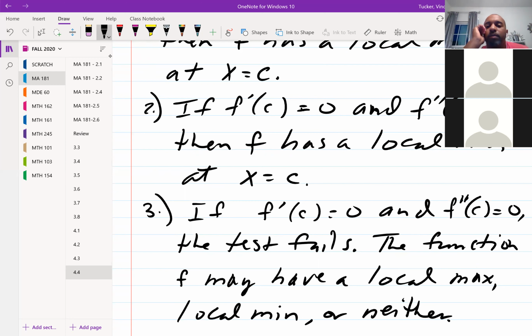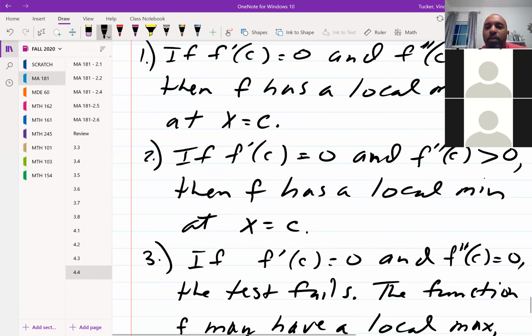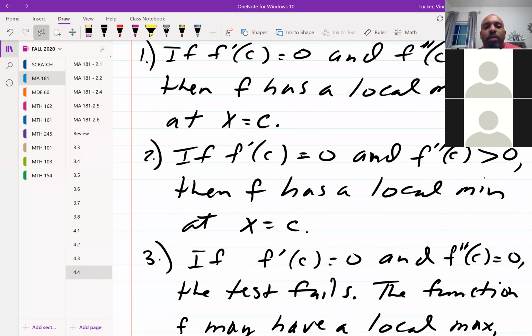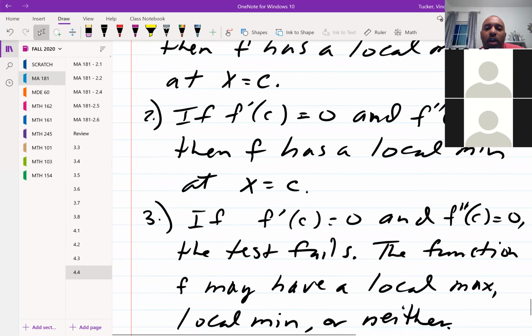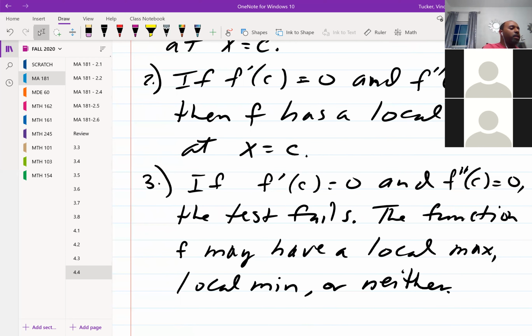All right, so going back, if f prime of c is equal to 0 and f double prime of c is less than 0, then f has a local max at x equal to c. If f prime of c is equal to 0, f double prime of c is greater than 0, then f has a local minimum at x equal to c. And then final scenario, if f prime of c is equal to 0 and f double prime of c is equal to 0, the test fails. The function f may have a local max, a local min, or neither.